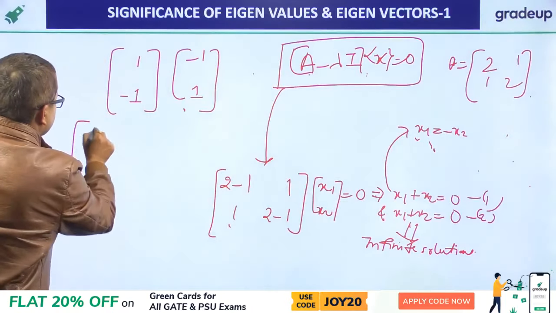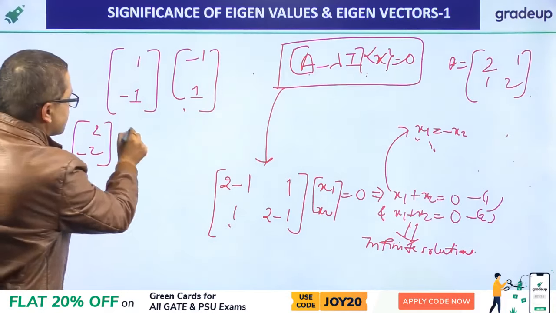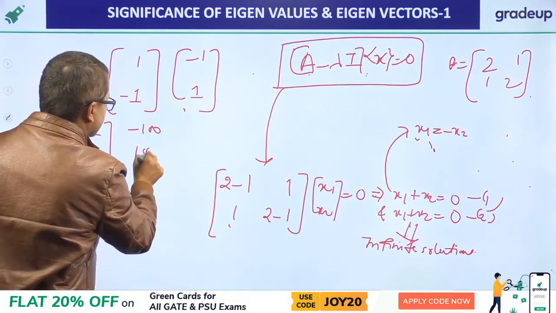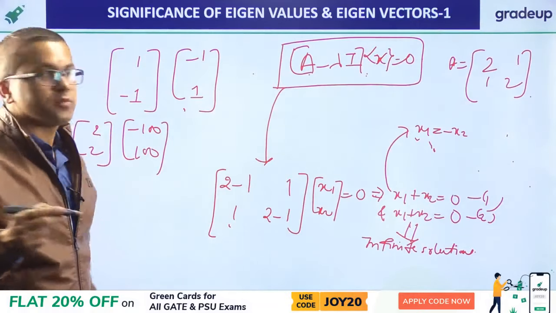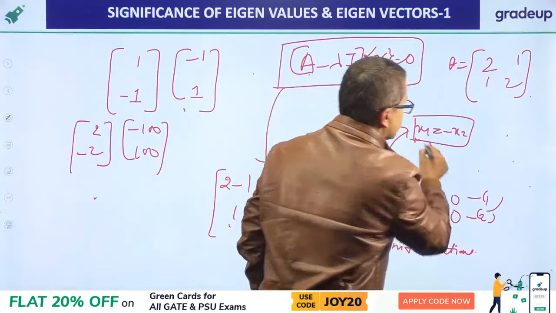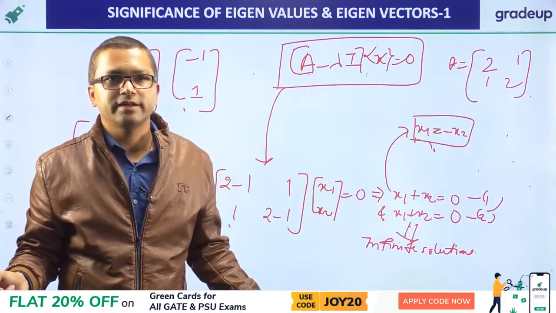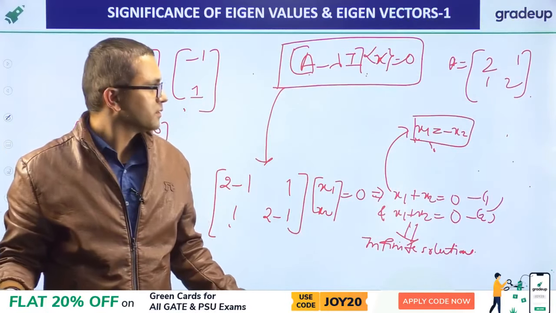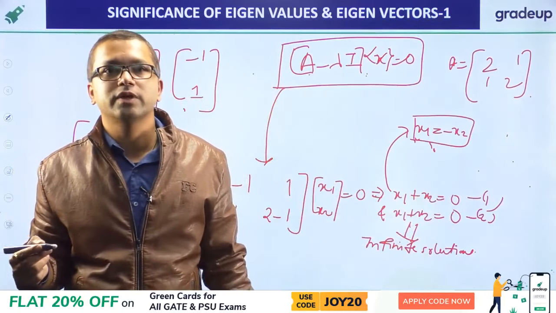Is this a possibility, 2, minus 2? Is this a possibility, minus 100, 100? Yes, all of them are possibilities based on this x1 equals minus x2, because we have an infinite number of solutions for equation 1 and equation 2. So, what did you understand? How many eigenvectors are possible here?